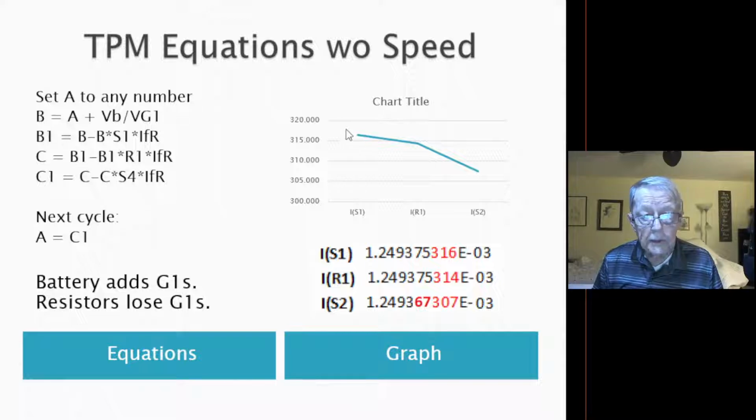Same equations. The current through the S1 is higher, then goes lower, and then lower again. So if the circuit behaves like TPM suggests, you should see curves like this when I do the measurements. Or if it's standard, you'll see a straight line.